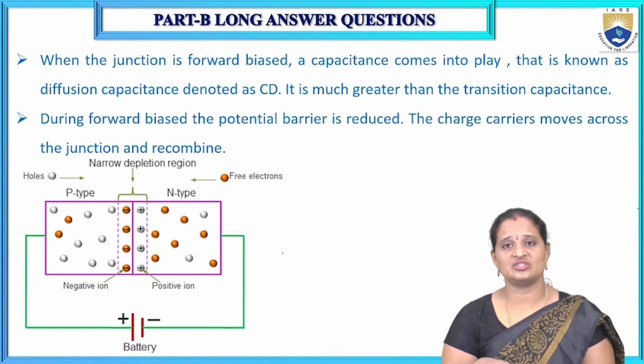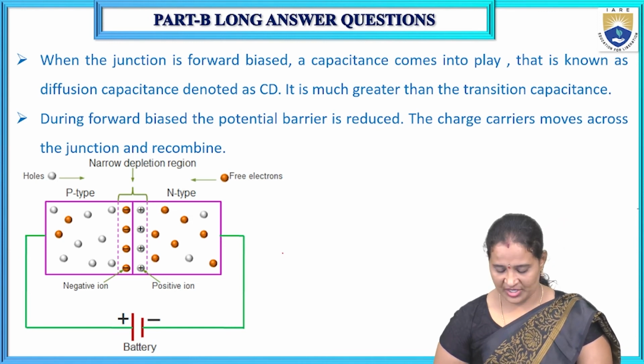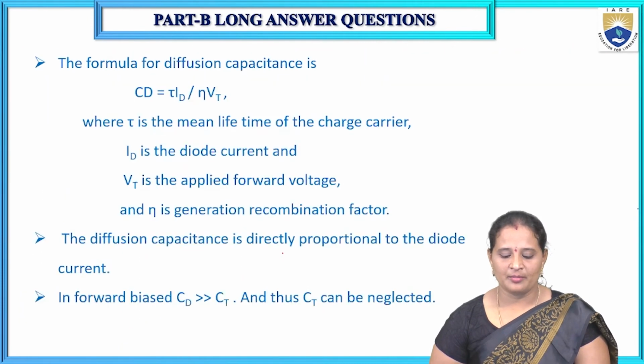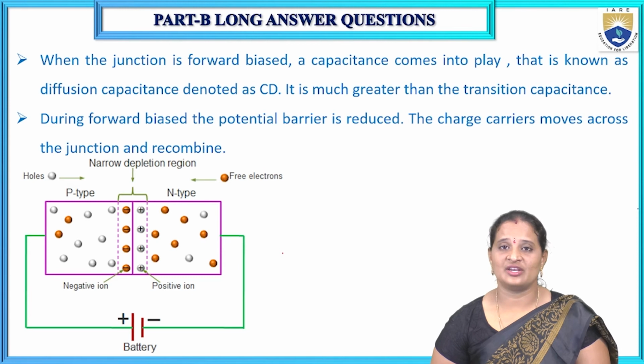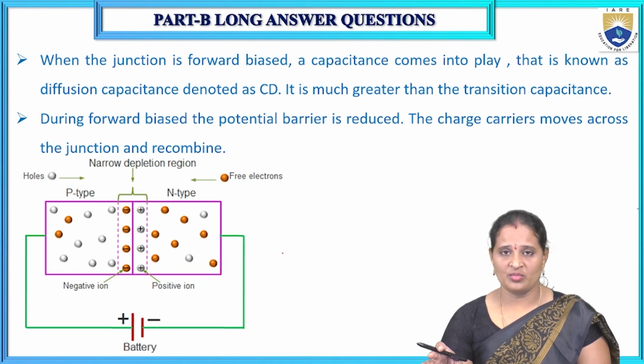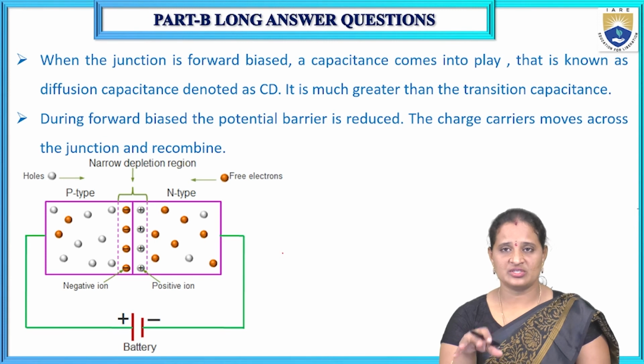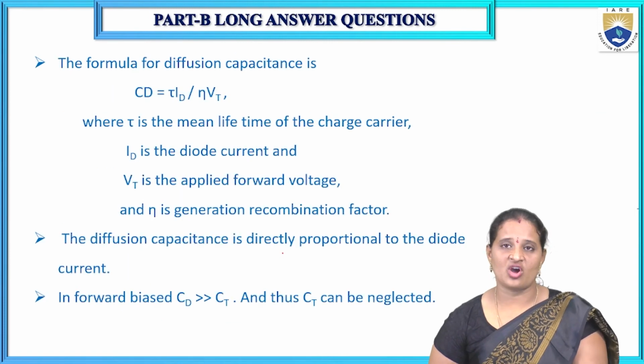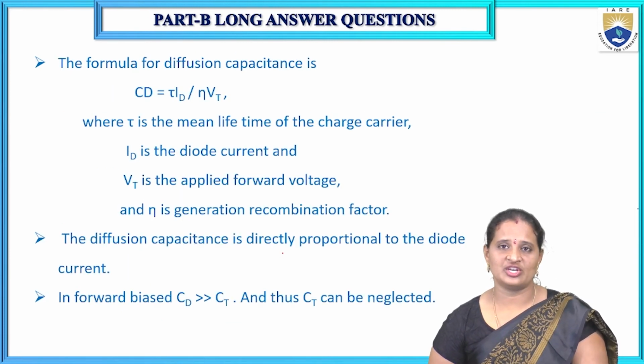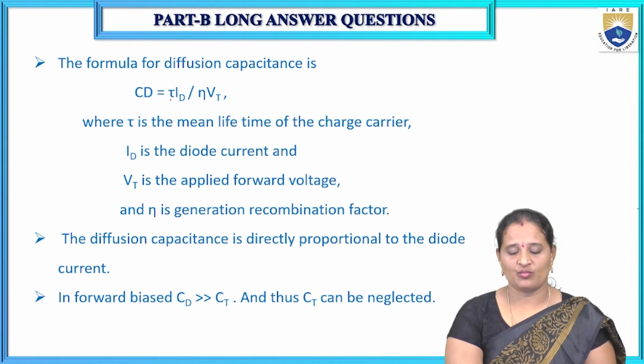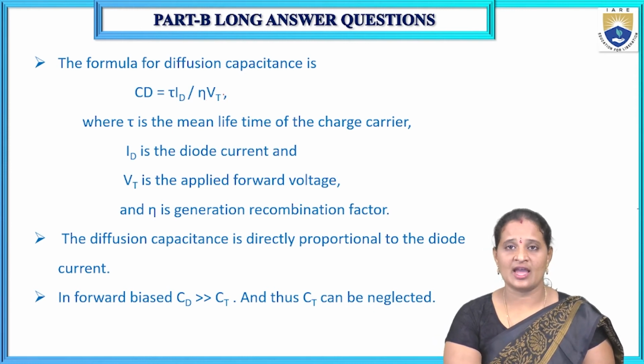This is a capacitance that exists when the PN junction diode is reverse biased. Just explain a few points regarding the PN junction diode under reverse bias condition, how the junction is formed, what is the variation in the depletion layer width, and what is the amount of capacitance that is existing under reverse bias condition. So you just mention it and its formula and explain each and every terminology, like what is tau, what is ID, eta and VT.